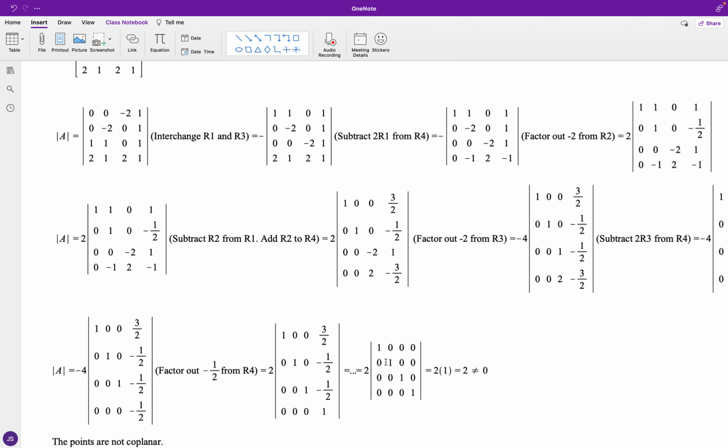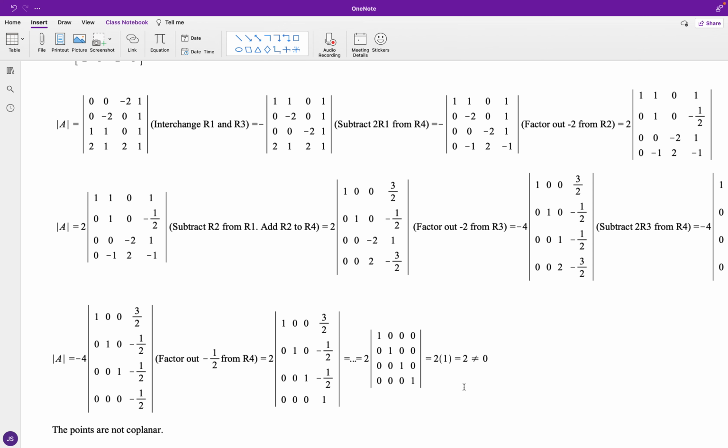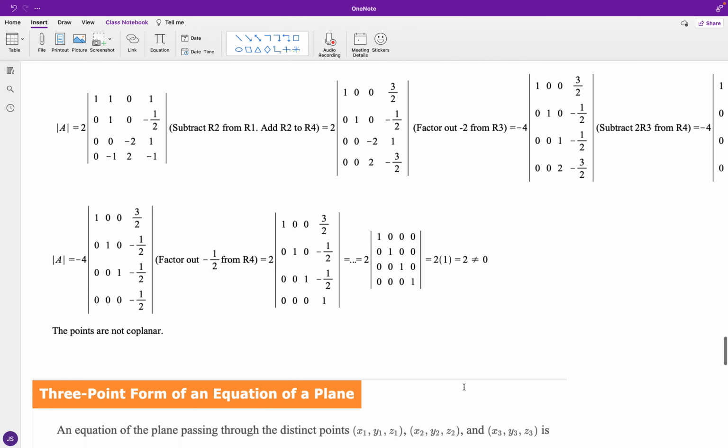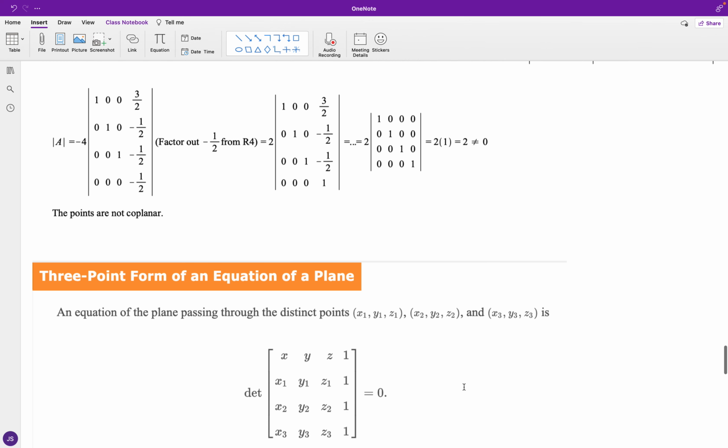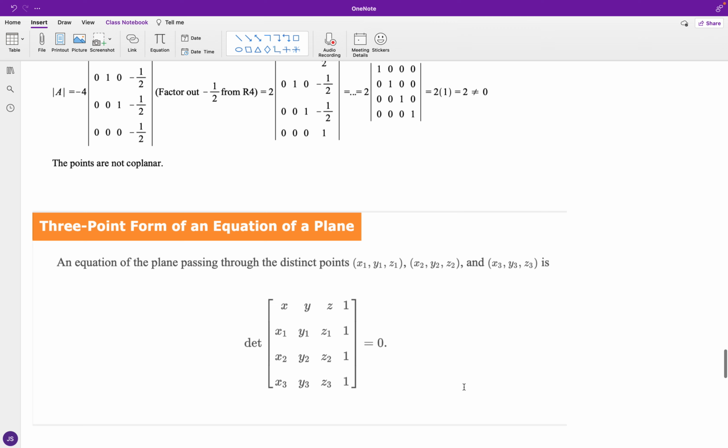We have 2 times, and again for the array of ones amongst the zeros. Okay, so the ones running diagonally and everything else being 0. Okay, this portion goes to 1, and 2 times 1 is equal to 2. And since the value of the determinant does not equal 0, it turns out that all these points are not coplanar.